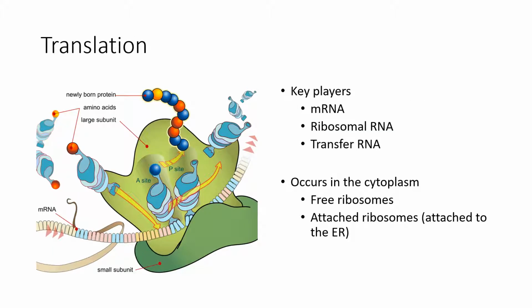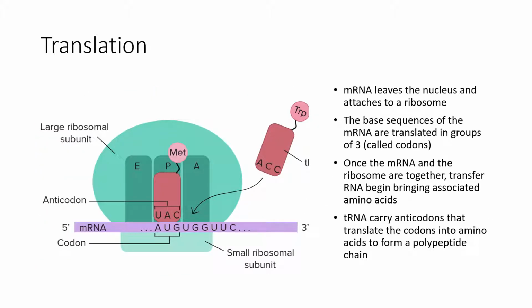All right, translation occurs in the cytoplasm where the ribosomes are located. Right? So you can have free ribosomes, or you can have ribosomes that are attached to the ER. Some of the key players in translation are the messenger RNA, the ribosomes, sometimes you'll see them called ribosomal RNA, and then the transfer RNA. So what happens is that mRNA leaves the nucleus and it attaches to a ribosome. What type of amino acid or protein you want to make is going to dictate whether the ribosome is free or attached.